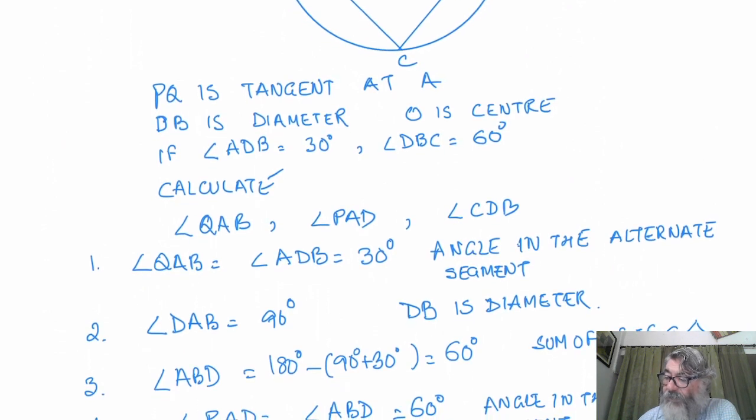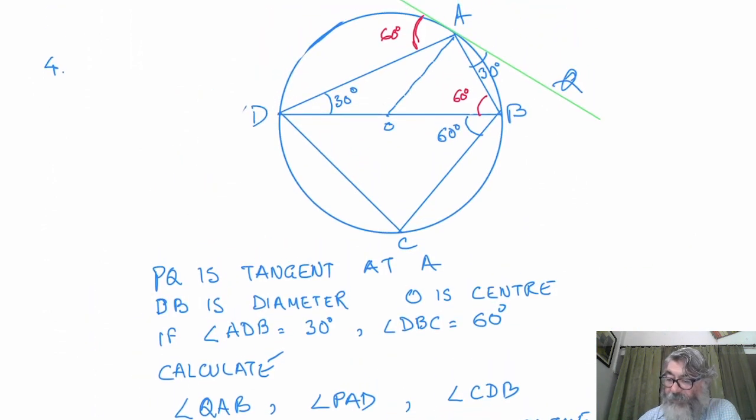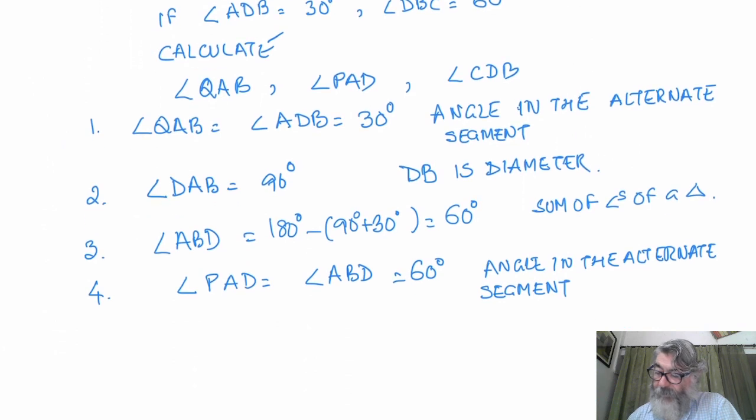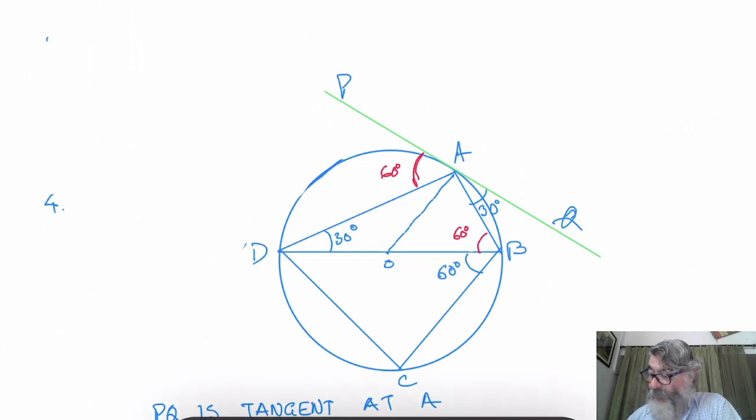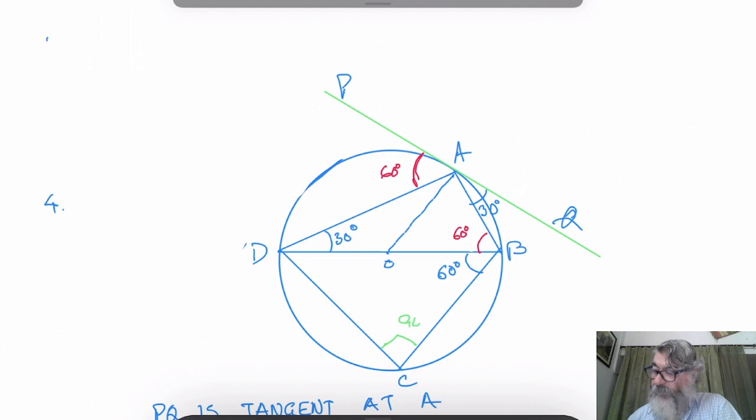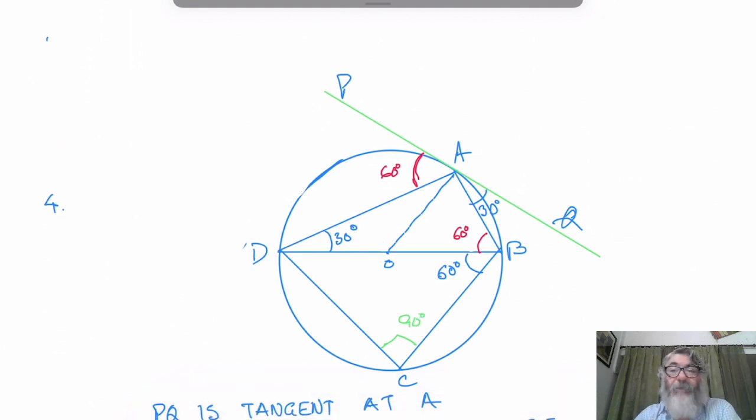Now he wants CDB. Again the same reason. Angle DCB will be 90 degree. Why is angle DCB 90 degree? Angle DCB is 90 degree because DB is diameter.